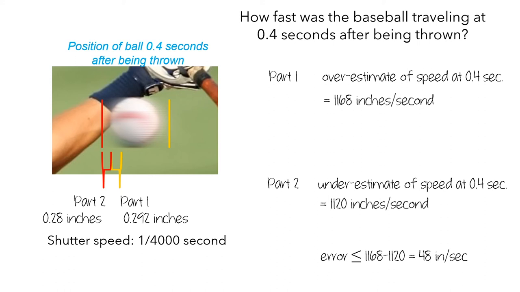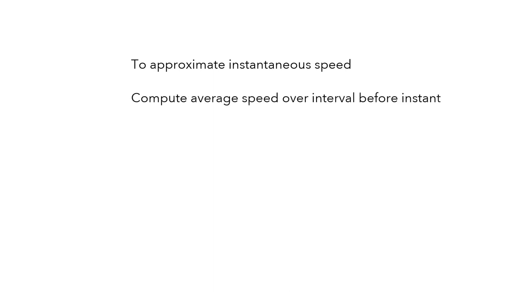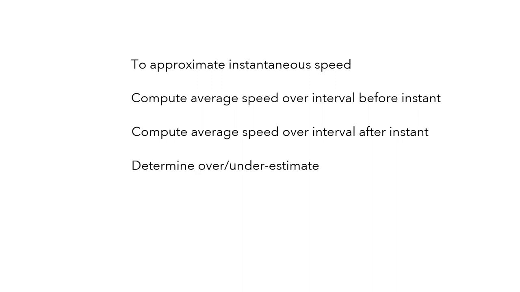And, theoretically, we can make this maximum error as small as we'd like by increasing the shutter speed of the camera, that is, by decreasing the interval of time over which the camera's shutter is open. So, in summary, if you want to approximate the speed of an object at an instant in time, you need to compute the average speed over an interval before that instant, and then compute the average speed over an interval right after that instant. If the rate is just increasing, or if the rate is just decreasing, then you can use the context to determine which of these average speeds is an overestimate and which is an underestimate of the instantaneous speed.